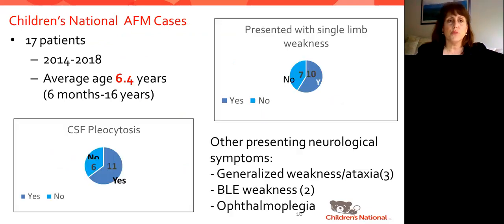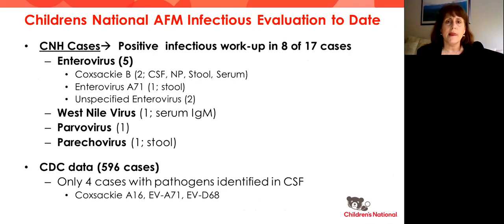So at Children's National, we've had 17 patients that we've looked at, with a median age of 6.4 years. The majority had pleocytosis and single limb weakness, but have had other presenting neurological symptoms, including generalized weakness, ataxia, lower extremity weakness, or ophthalmoplegia. And of these patients, we've had a positive infectious workup in 8 of 17 cases, the majority with enteroviruses. So there are 5 patients who had either Coxsackie-B, enterovirus A71, or an unspecified enterovirus isolated from various sources, as noted there.